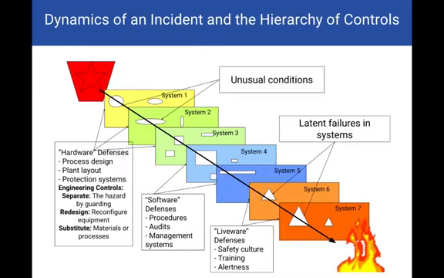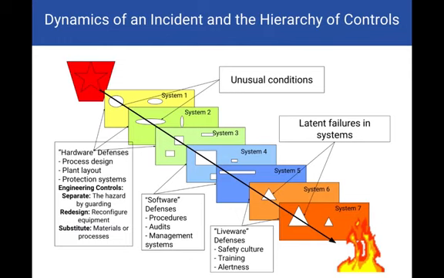Another key concept in good audit planning is the hierarchy of controls philosophy and understanding the dynamics of an incident. The most effective controls are those, of course, that eliminate the risk. And the next most effective controls are those engineering controls that you can add, such as adding machine guards, interlocks, or barriers, or changing a process.